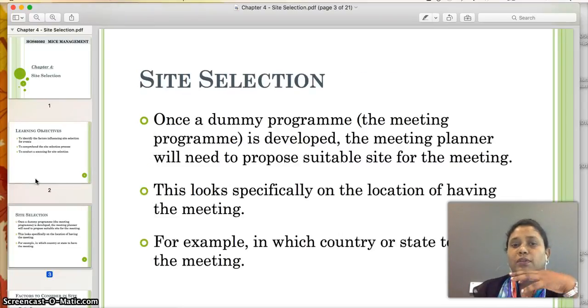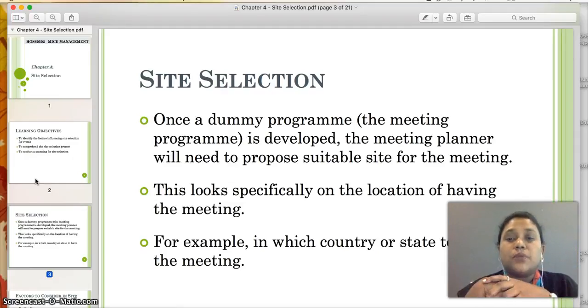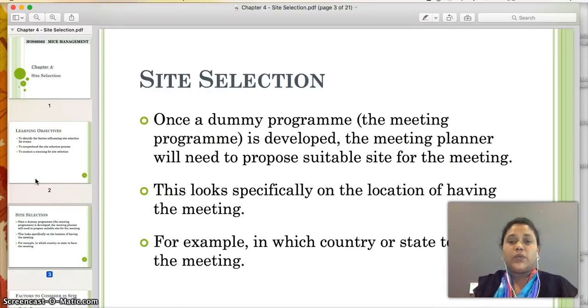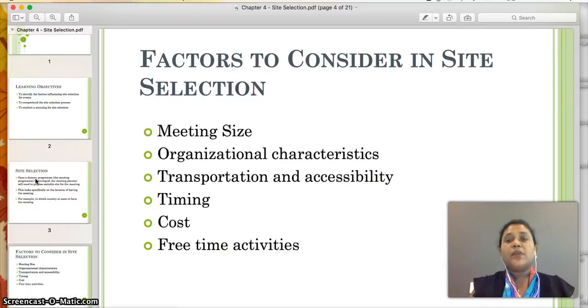Now, before you actually go into the site selection, you will have to create a dummy program first of all, to know what your meeting program is, and then you go based on your meeting program. For example, you look for a location where you're going to have your venue, and where you're going to have your meeting, and who are the people who are going to come in. If it's going to be a different country, how is it going to be? All these things have to be considered.